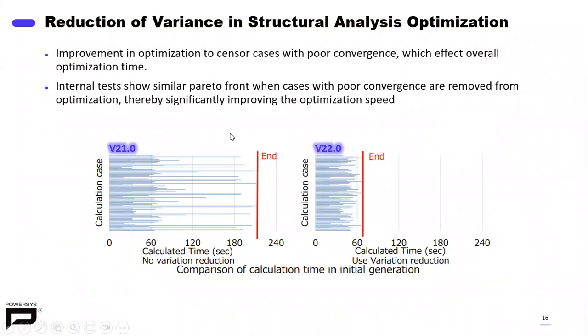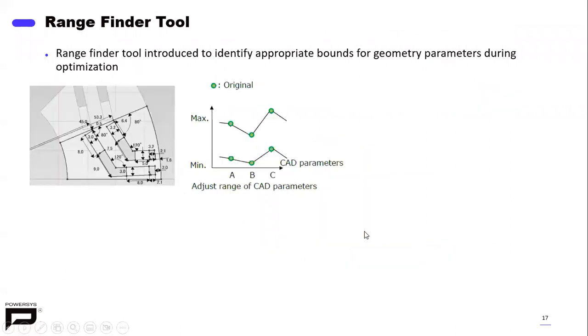On the left-hand side, you can see that version 21.2 and 21.0 have different cases in which poor convergence cases also come into the picture, which leads to greater simulation time. Whereas in 22.0, these poor convergence cases are drastically eliminated, so that we reduce the simulation time to a greater extent. So that is the case.